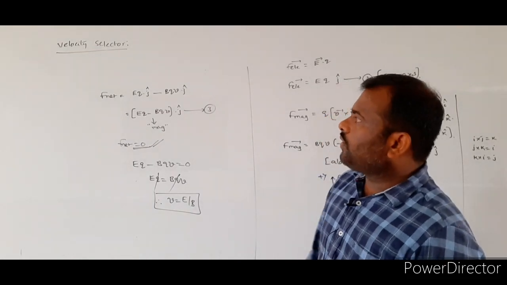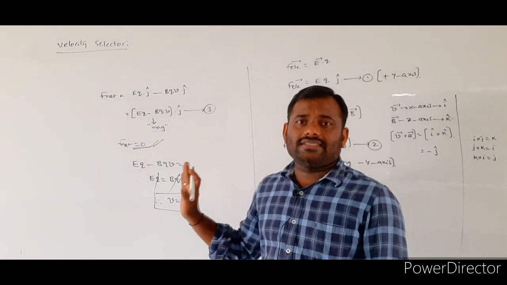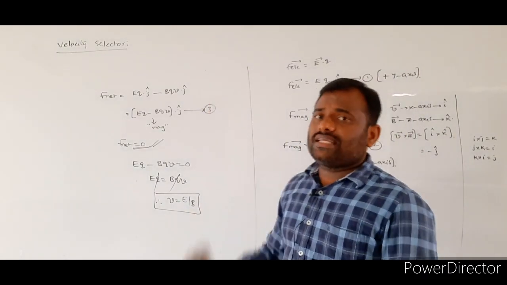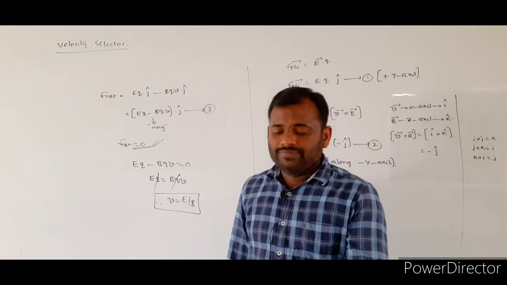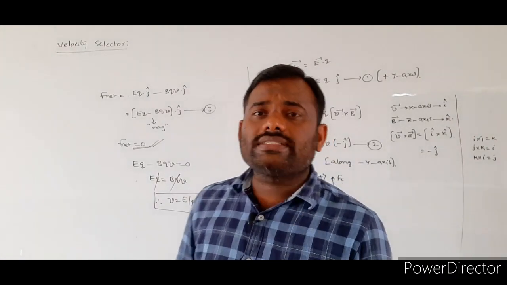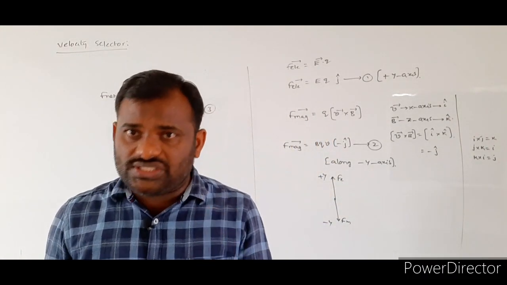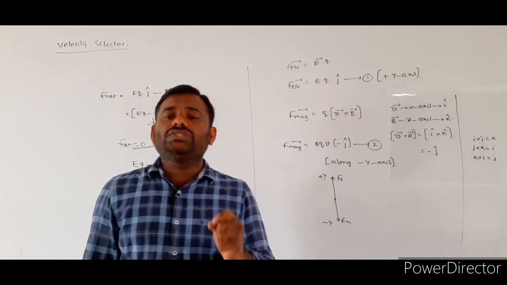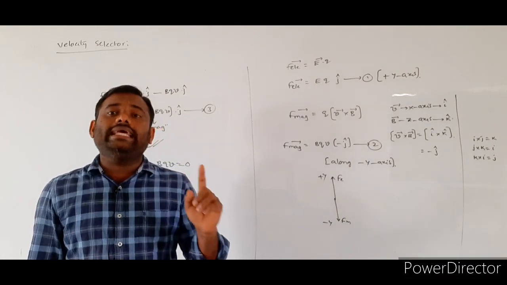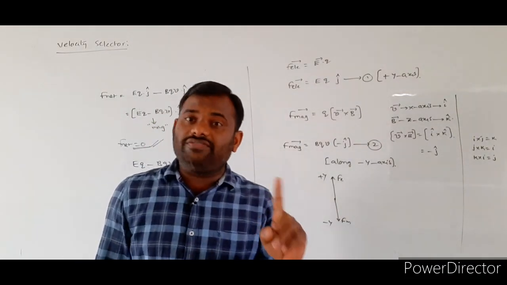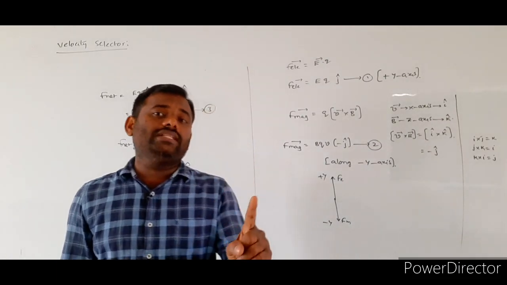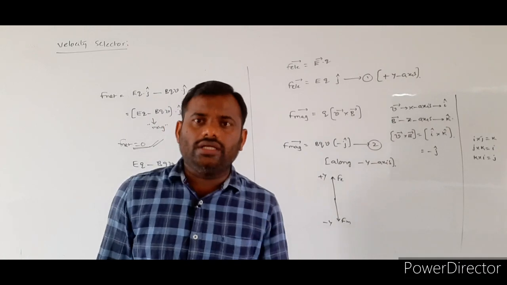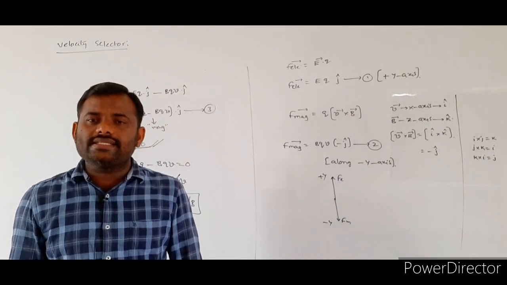So this is the topic of velocity selector. Just 2 points we have to remember here. In the velocity selector, what condition is required? The condition is that the net force acting on the charged particle is equal to 0, and the charged particle should not be deviated while it is passing through the crossed fields. That is also important. Crossed fields means they will be acting perpendicular to each other. This is about the velocity selector.